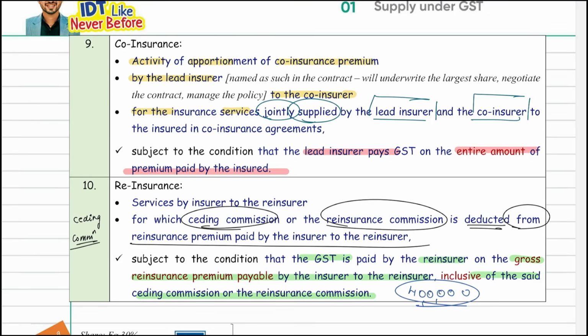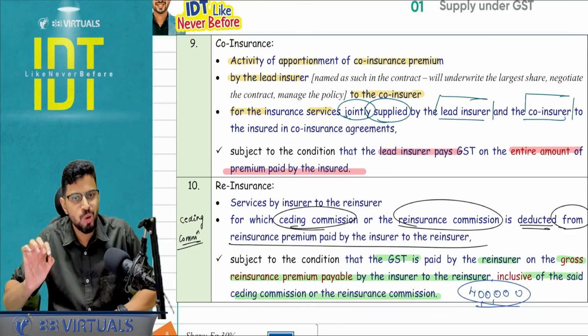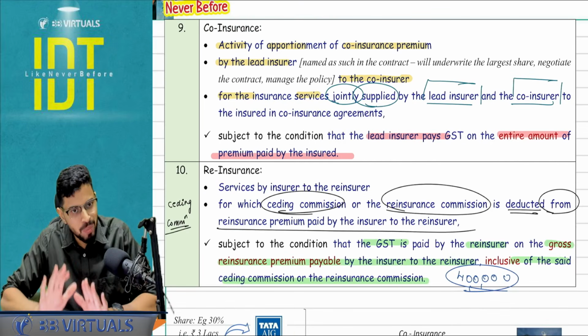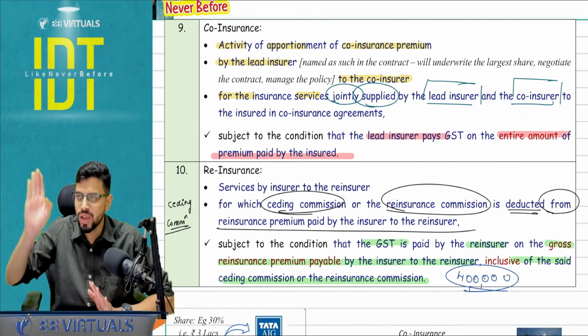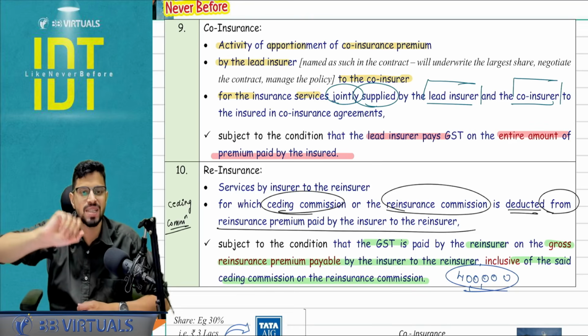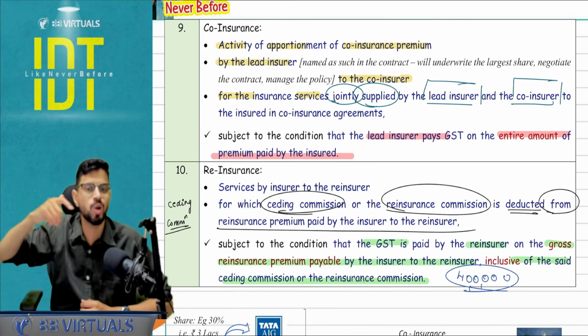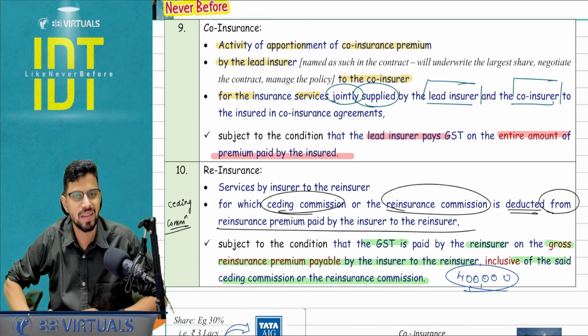And no, you don't have to learn the exact wording, word by word. We are not supposed to analyze or learn this. Analysis obviously we have done, but you don't need to learn it. But you need to ensure that you are able to present this answer. That okay, the co-insurance premium, when that is apportioned, that is not a supply by anyone, provided the lead insurer has paid the GST on the total amount. You can write it like this.